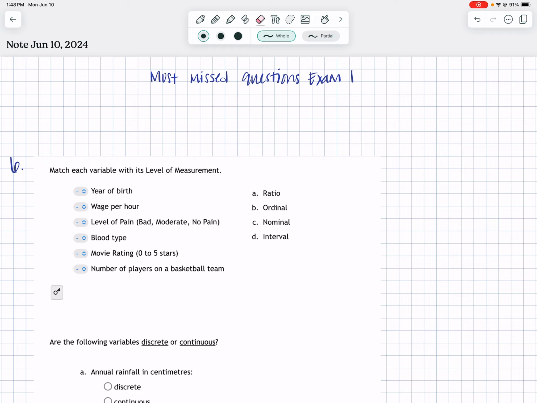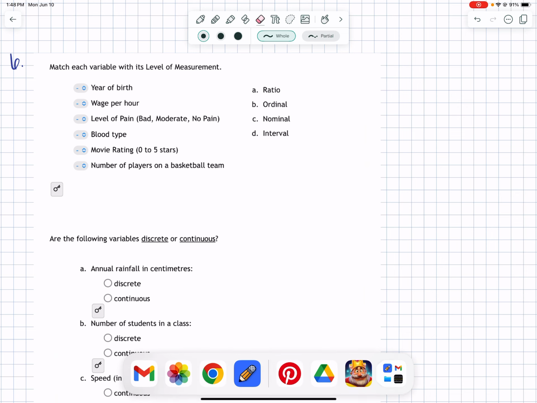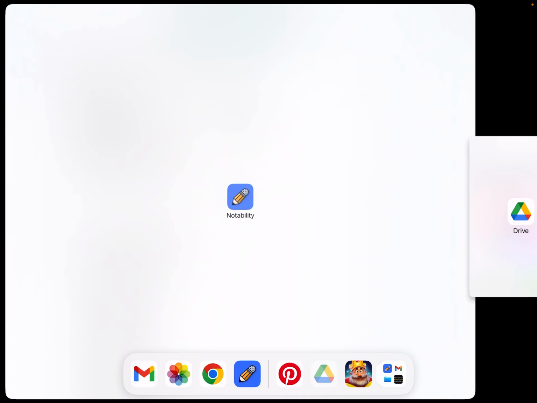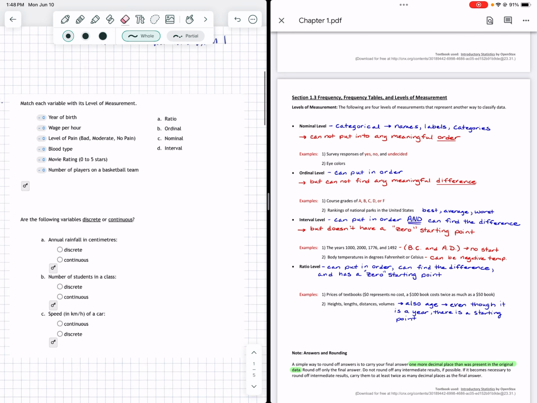So what I have here is a preview, or I guess a sample, of what number 6 looked like on your exam. And I'm going to split my screen and pull up the notes for this section.